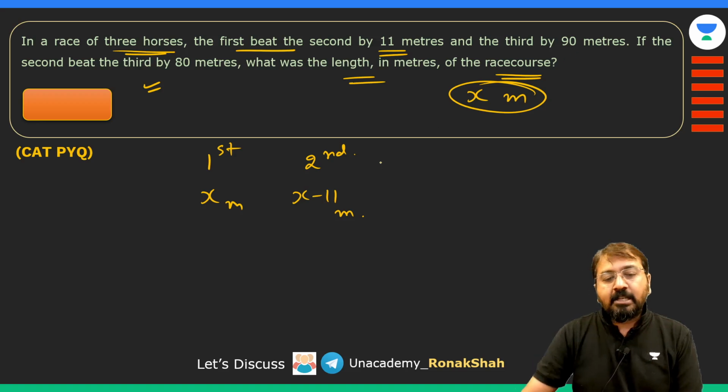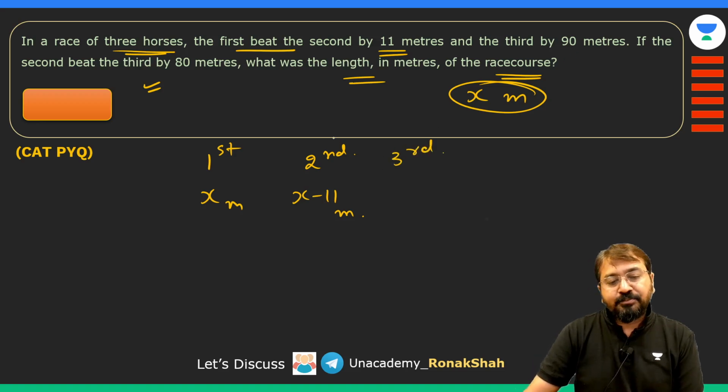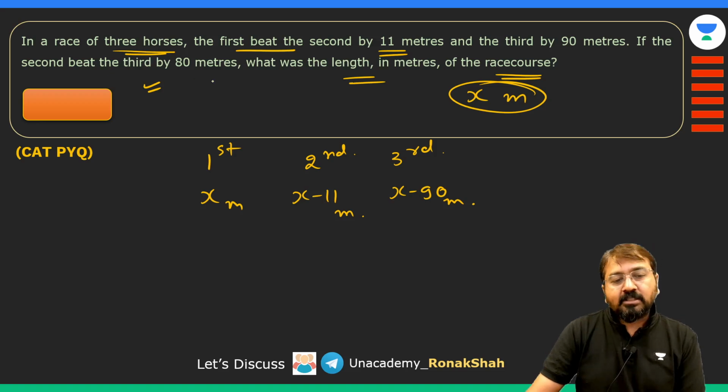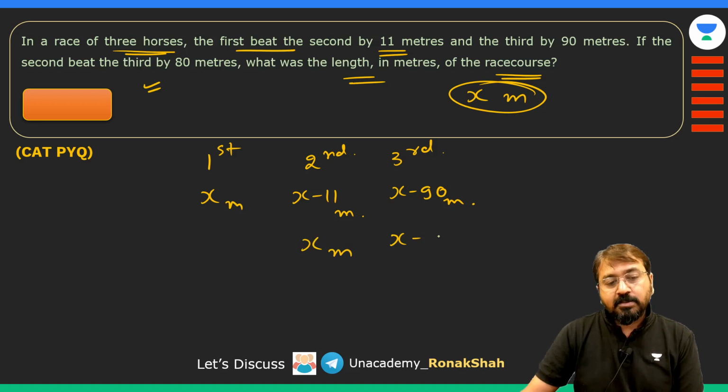And the third by 90 meters. So in the same race, the first beat the third by 90 meters. So the third must be running x minus 90 meter in the same time. Okay. If the second beat the third by 80 meters, so if the second horse runs for x meter, the third must be running for x minus 80 meter. So what is the length of the racetrack?